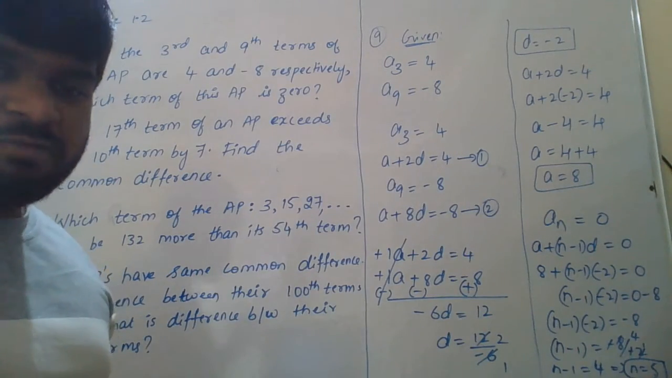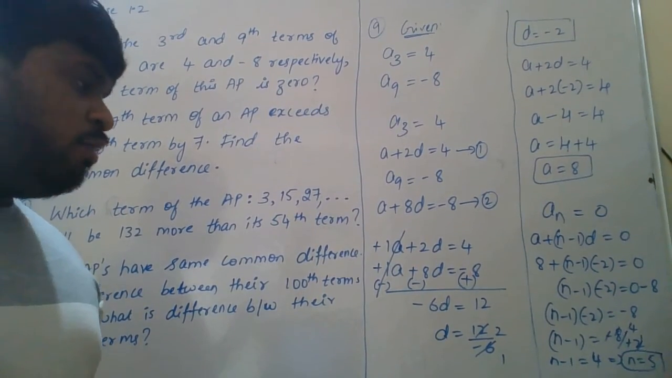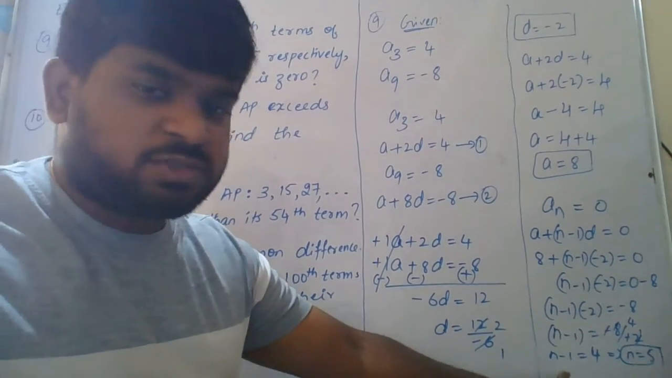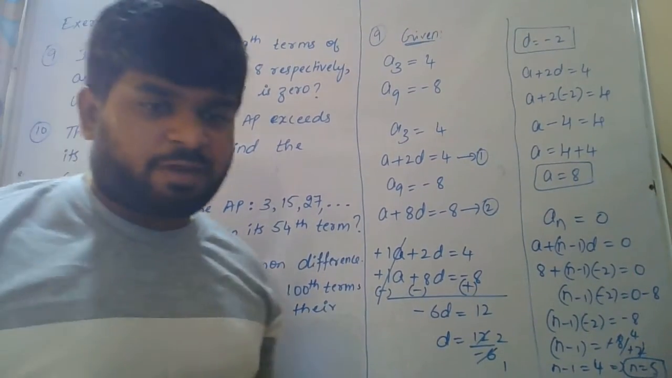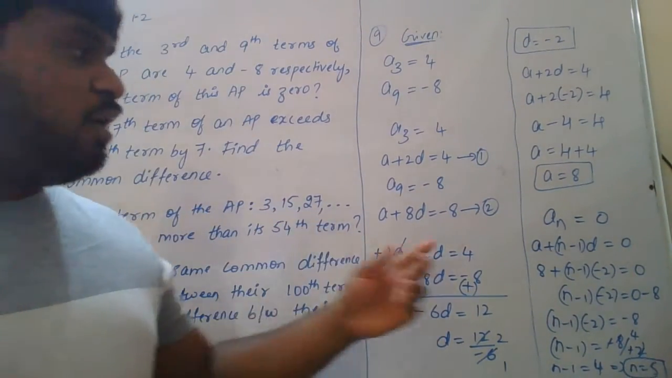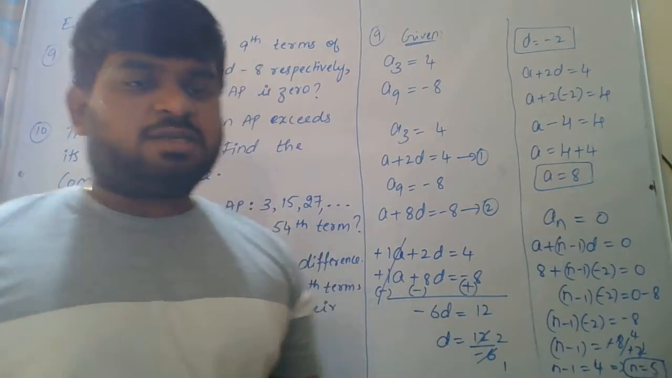Implies n will be 5. Yeah, so we got the value of n. n minus 1 is 4. Send that minus 1 to the other side, it will become plus 1. So 4 plus 1 will be 5, which means the fifth term. Which term is 0? We got the value of n, right? So the fifth term is 0.